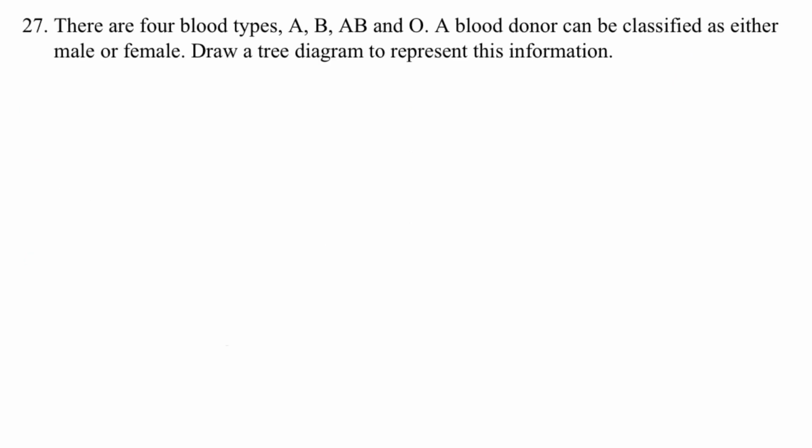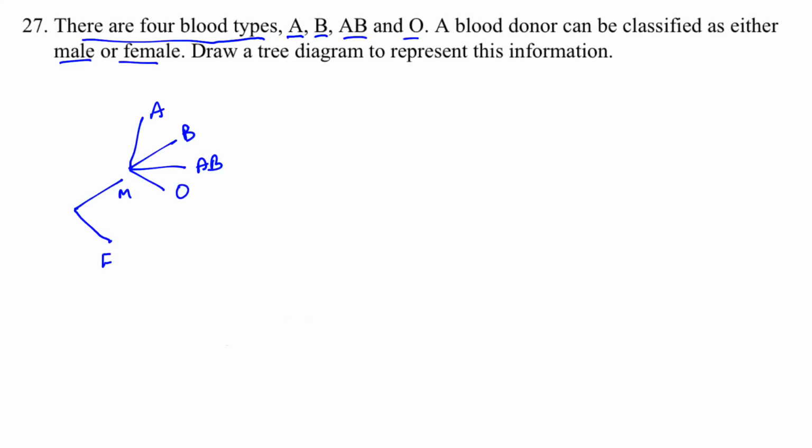Question number 27 is a probability question. There are 4 blood types, A, B, AB, and O. A blood donor can be classified as either male or female. Draw a tree diagram to represent this information. So we can say it can be a male or a female. And there are 4 types of blood. So we'll have 4 branches. A, B, AB, and O. The same we are going to do here. 4 branches, A, B, AB, and O. A very, very easy question.